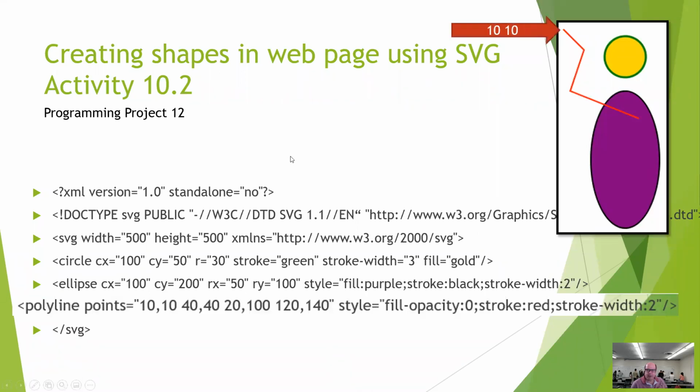So that's going to be my 10, 10. That's going to be my 40, 40. That's going to be my 20, 100. Remember, x goes left and right. So 20 is half of the 40 we had up there. 100 is coming from the top for my y, and then 120 and 140.